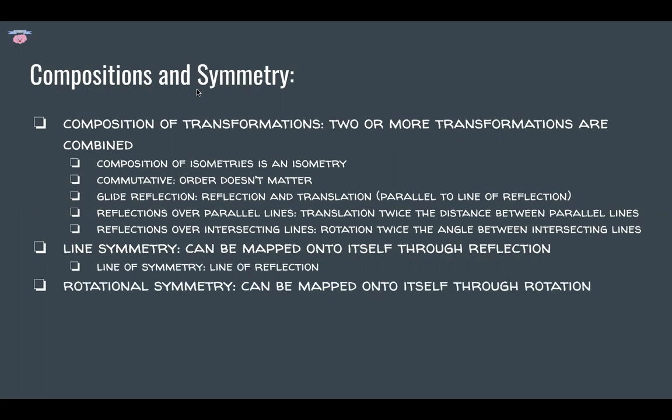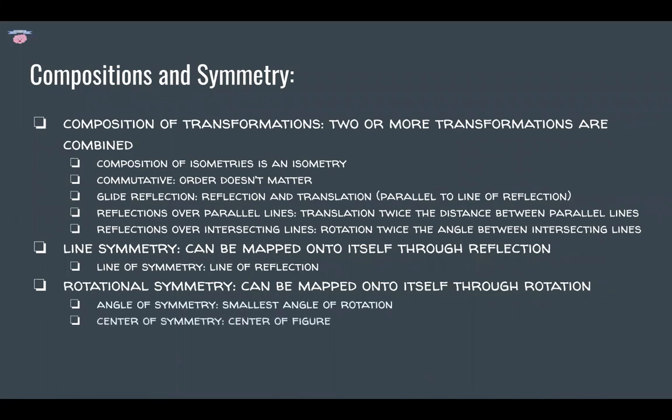On the other hand, a figure has rotational symmetry if it can be mapped onto itself through a rotation. A square, for example: if you rotate 90 degrees, you get the same figure. 180, same. 270, same. And 360, same. The angle of symmetry is the smallest angle of rotation. The center of symmetry is the center of the figure, and a point rotation is 180 degrees rotational symmetry. A figure that does a point rotation has point symmetry. And if you flip a rectangle 180 degrees, you get the same figure.